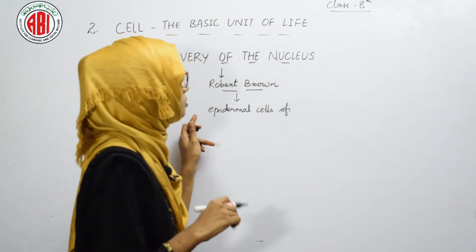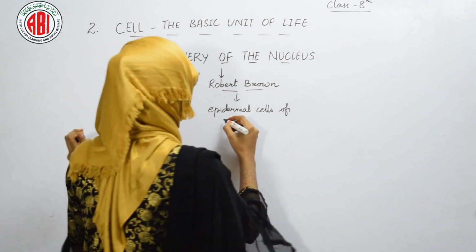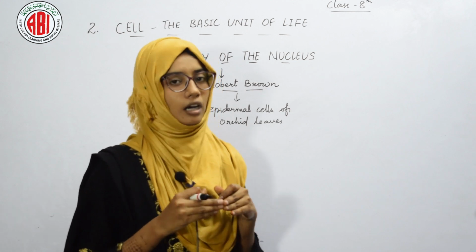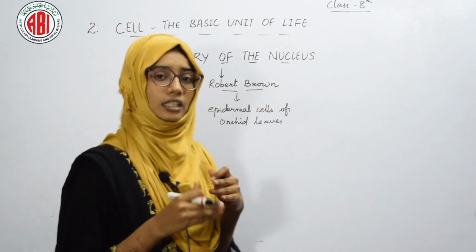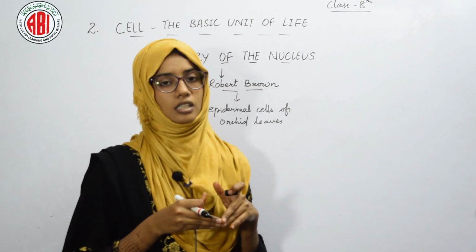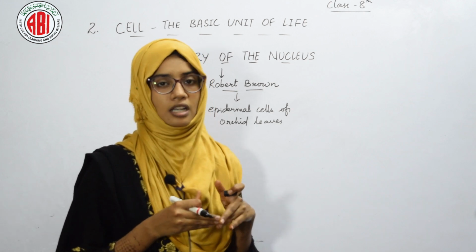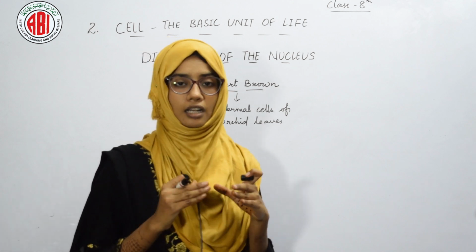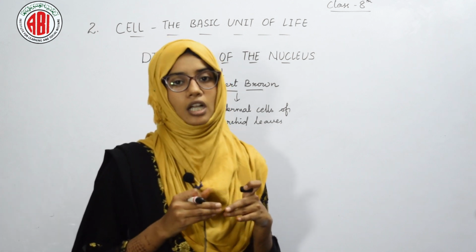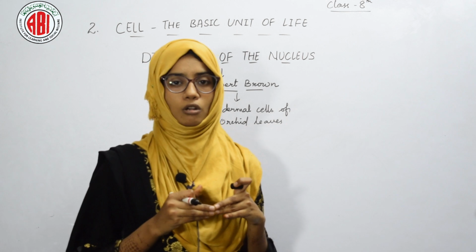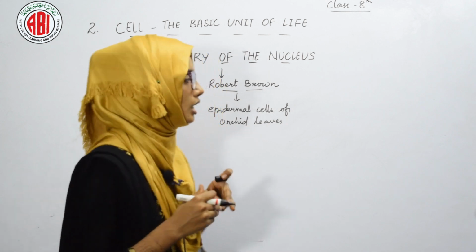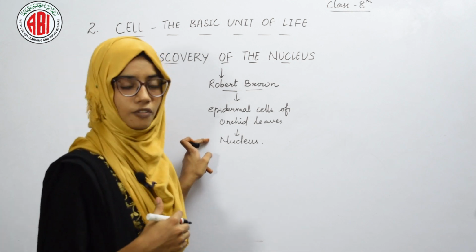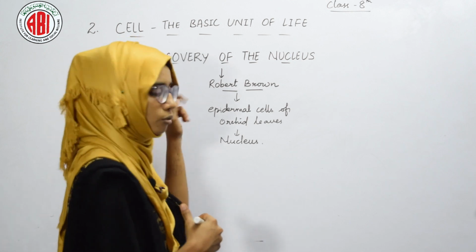Robert Brown observed the epidermal cells of the orchid leaves. Along with this, he also observed some other plants and some other cells present in different plant bodies. By these observations, he came to know that the dark bodies can be found as an integral part of the cell, and these dark bodies he named the nucleus. So the credit for the discovery of the nucleus goes to Robert Brown.